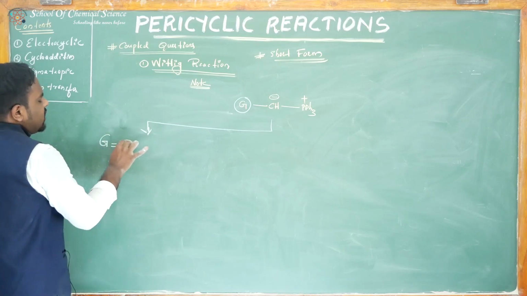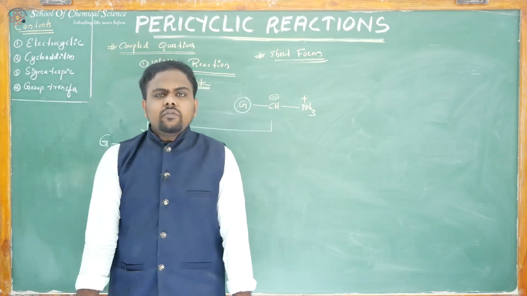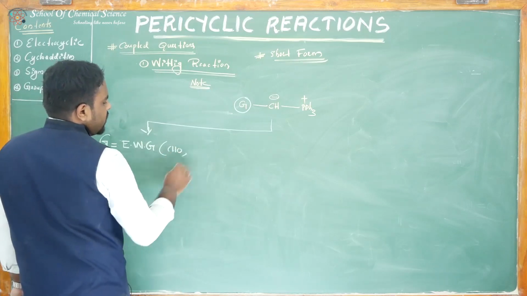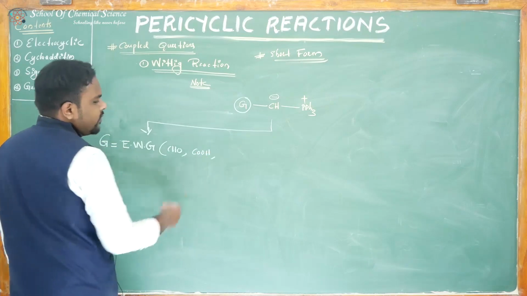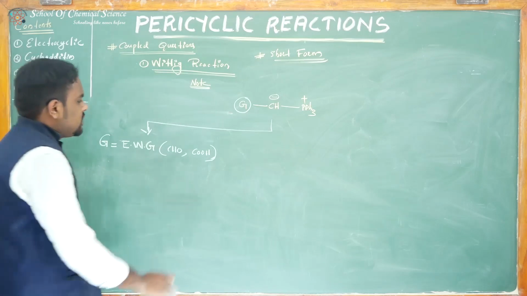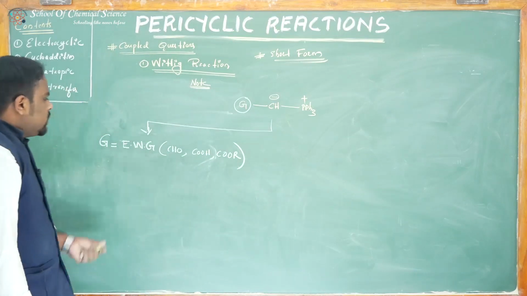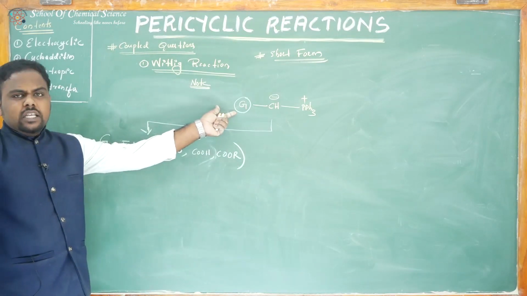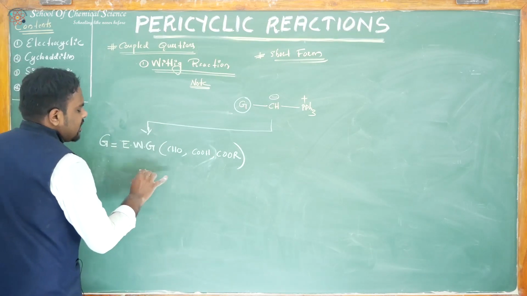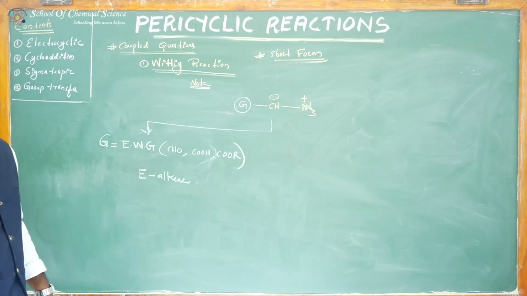G is an electron withdrawing group. What are the common electron withdrawing groups? CHO is an electron withdrawing group. COOH is an electron withdrawing group. COOR, an ester, is also an electron withdrawing group. So if the G group is an EWG, the product formed is an E-alkene. Very, very important: the product formed is an E-alkene.